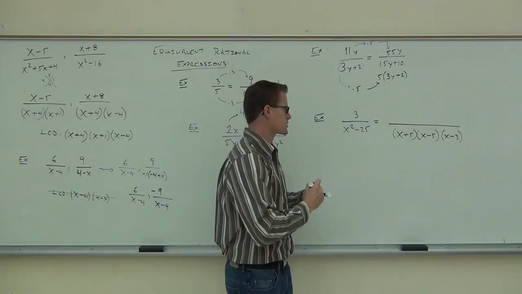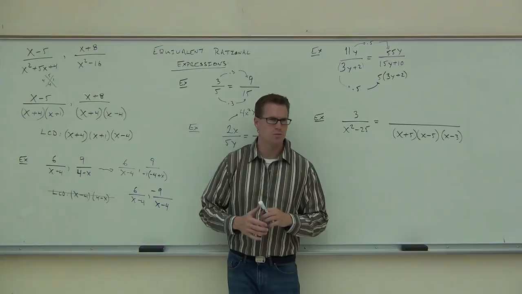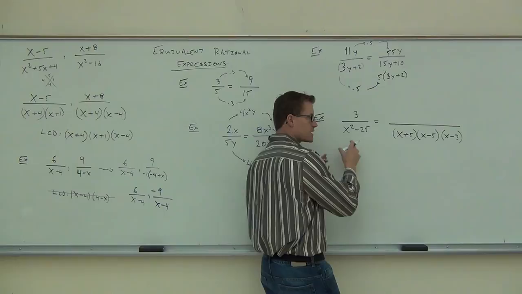X squared minus 25, you should know how to factor that, right? You see that all the time now. That's going to be what? Great, yeah, that's a difference of squares. So we'll factor that first. That's what it says. Now, these are already factored.